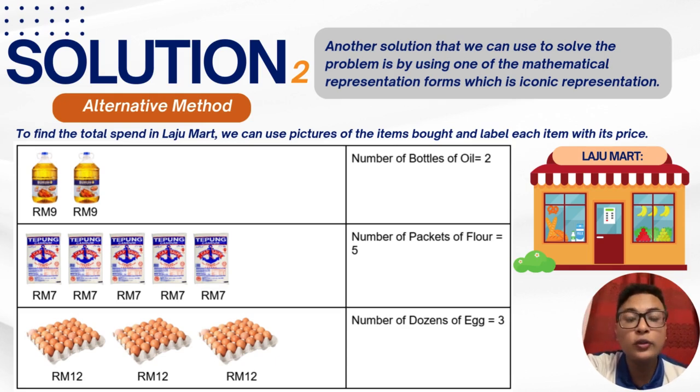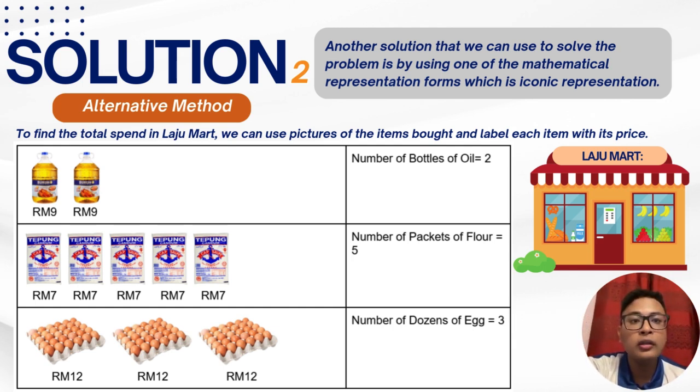Alright, for solution 2, which is the alternative method, another solution that we can use to solve the problem is by using one of the mathematical representation forms, which is iconic representation, which is we just use the real picture of each item of each store.